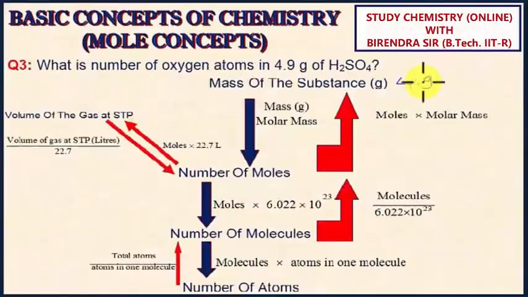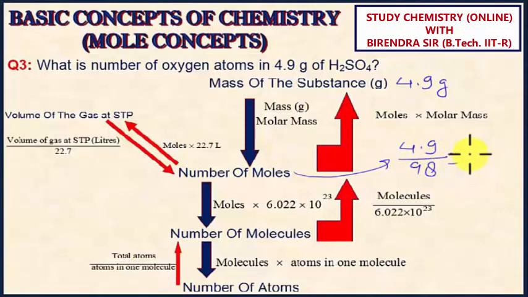H2SO4 mass is 4.9 gram. So first of all, I'll convert mass into moles. The mole is the central part. So again I'll get the same data, 4.9 upon 98, that is the molar mass of H2SO4. The value comes as 0.05.